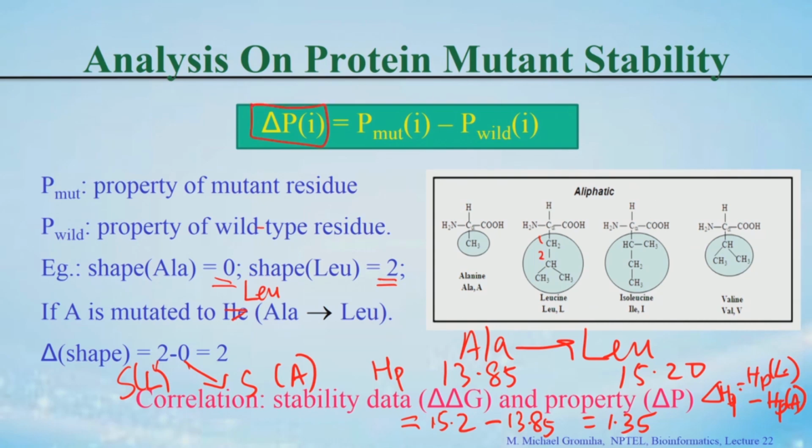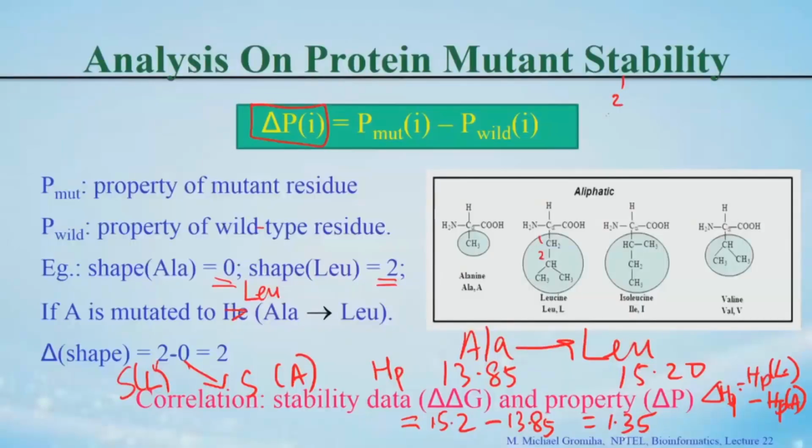So, for any property you can calculate the delta P of I if you know the mutated residue and the wild type residue. So, now if you have 100 mutants, take any particular property, for example, hydrophobicity. For the 100 mutants you can calculate delta Hp, you have 1, 2, 3, and you know the delta G.